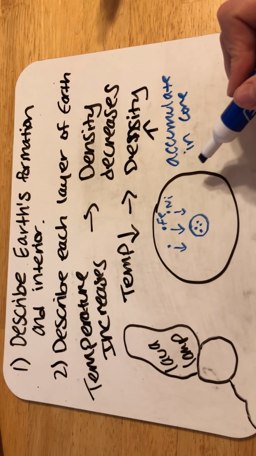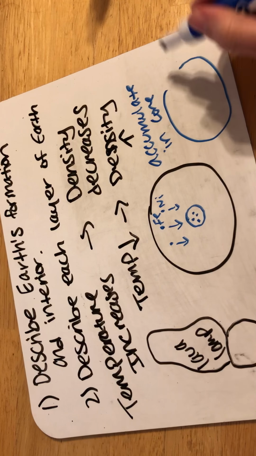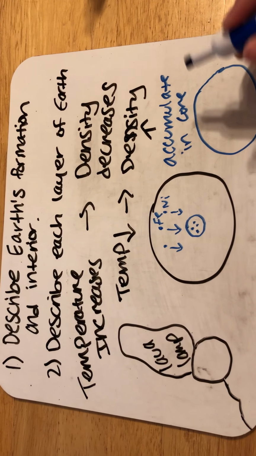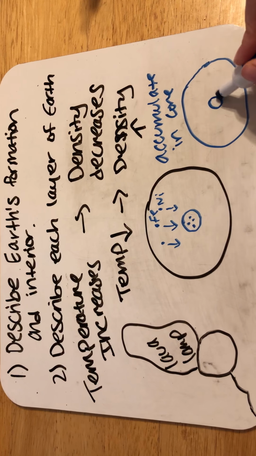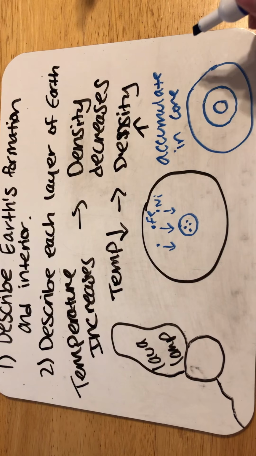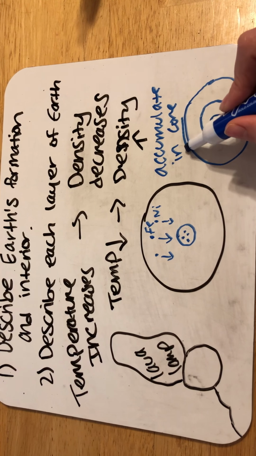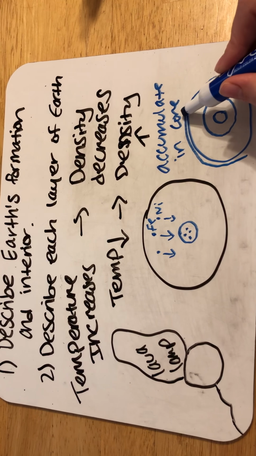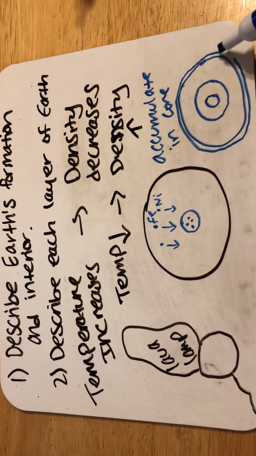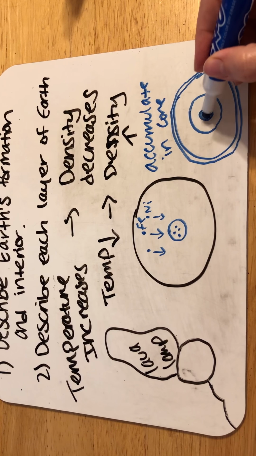And over time, we see Earth have the layers like present day. So we have our solid inner core, liquid outer core. We have the mantle, and then we have the crust. Okay, so not very good at drawing circles. I think you get the idea. So iron and nickel accumulated in the core.